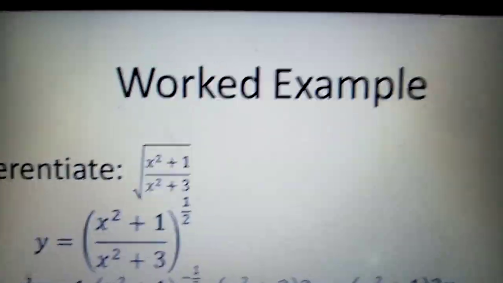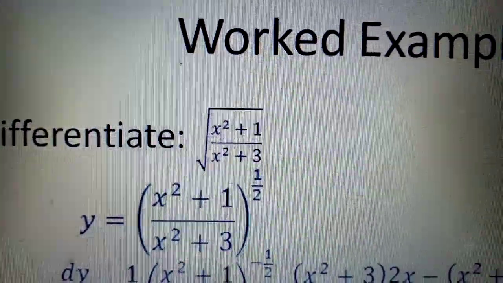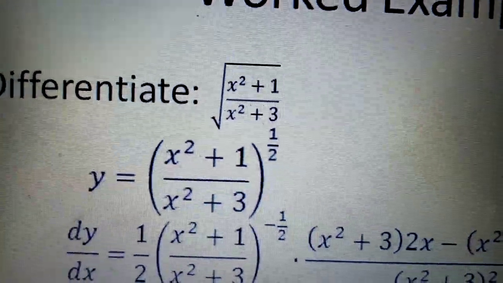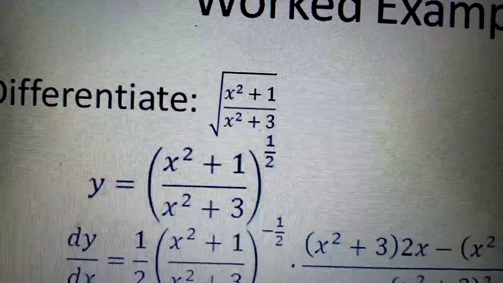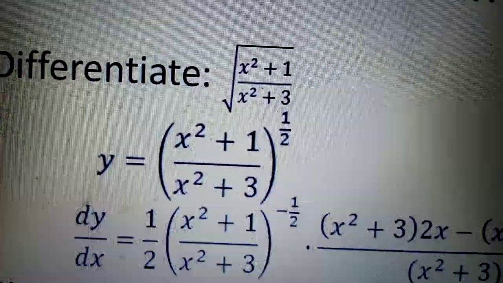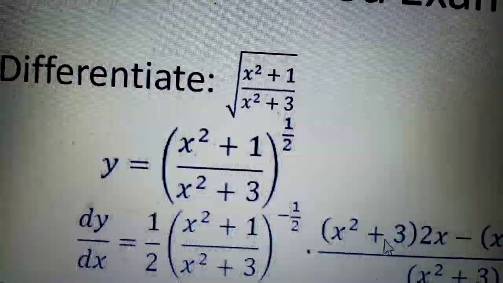So let's work an example. We differentiate the square root of x squared plus 1 all over x squared plus 3. So we look at it, we use the chain rule. We can first of all rewrite the function in index form. Square root means power of half. So we write y equals x squared plus 1 over x squared plus 3, all to the power of half.